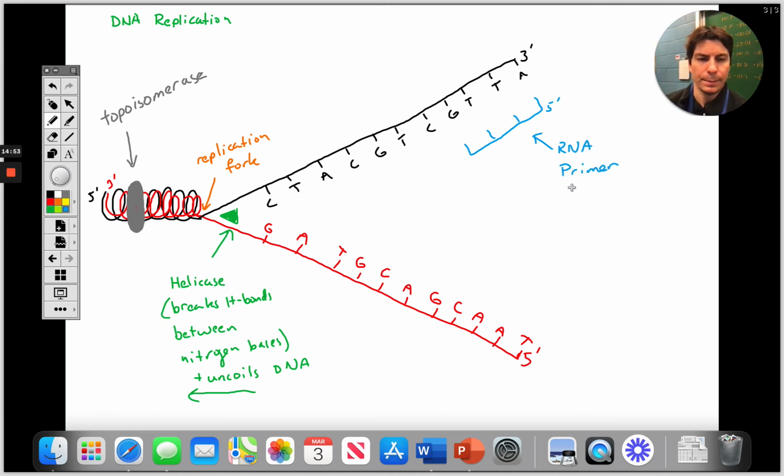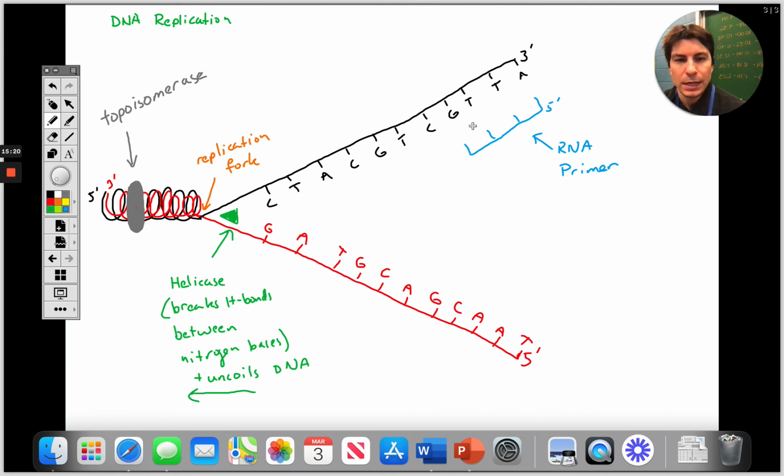Now, what that RNA primer does is, and I know you guys are like, right now, come on, we're making DNA. Why do we have RNA in here? Yeah, we should not have RNA in here. But we need RNA in order to make the DNA. So the RNA primer gives us a latching-on point for the DNA to be made.